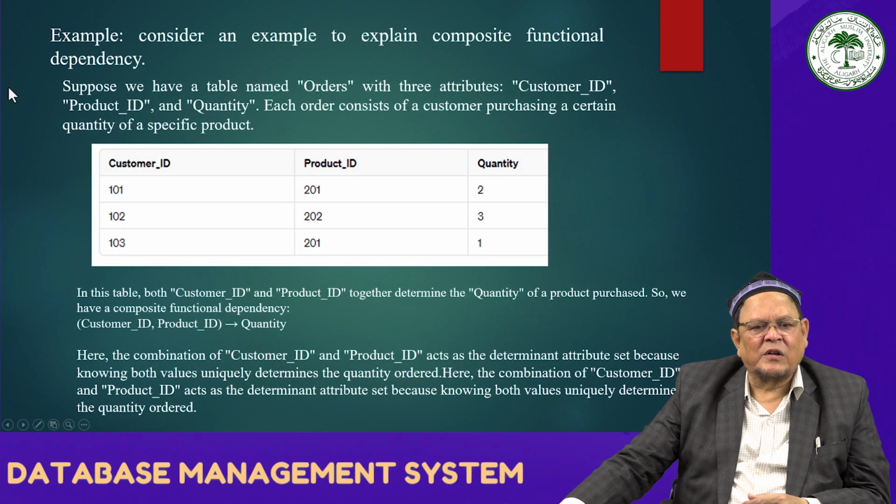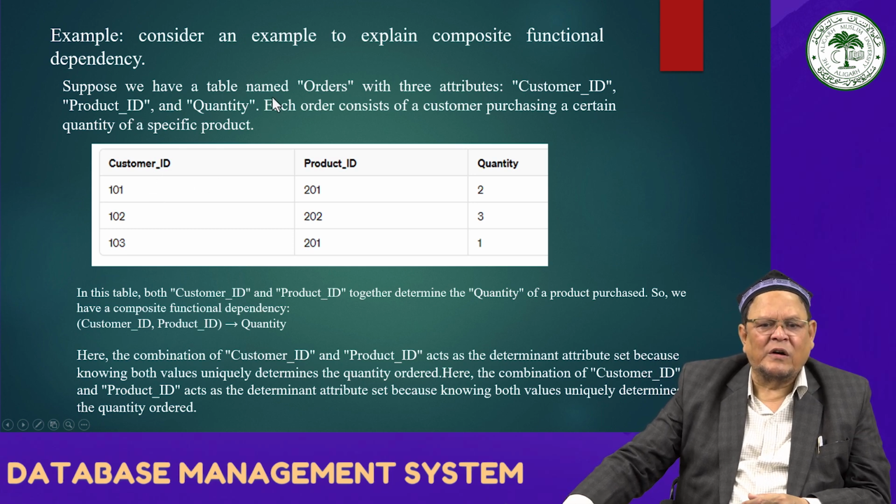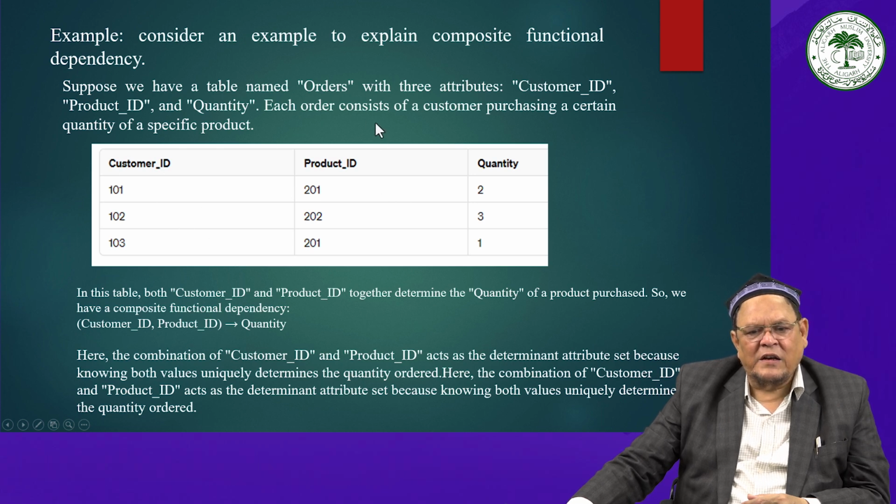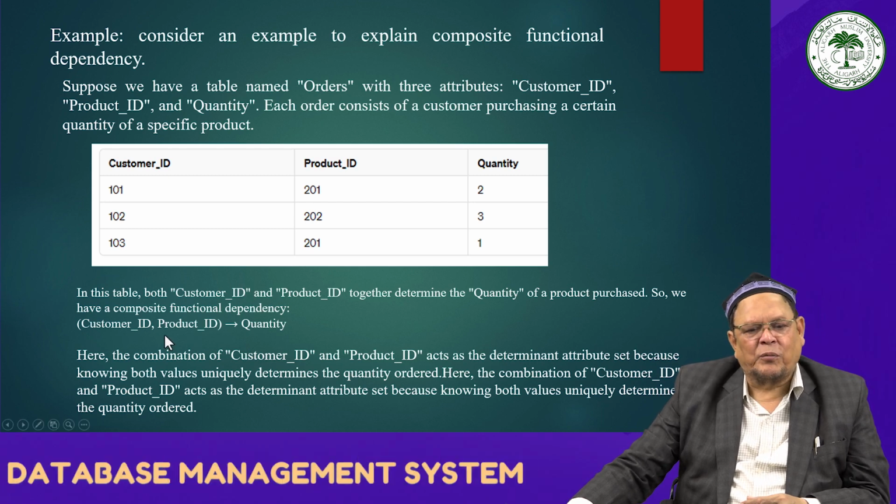You can take an example. Suppose we have a table named order with three attributes: customer ID, product ID, and quantity. Each order consists of a customer purchasing a quantity of a specific product. In this table, we can say the customer ID and product ID together determine the quantity. So the functional dependency will become customer ID, comma, product ID determines the quantity. It means quantity is fully dependent on the customer ID and the product ID.